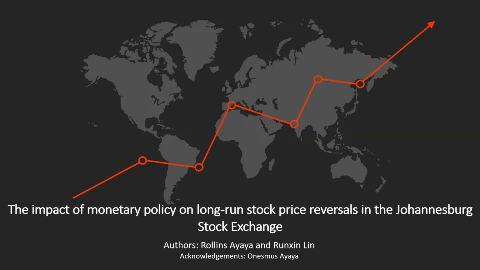My name is Rollins Ayaya, and I'm a master's candidate in finance at the University of the Witwatersrand, which is located in Johannesburg, South Africa. I'll be presenting this paper, which I co-authored with my partner and classmate Ranchin Vin, and he was the math genius behind the empirical study.